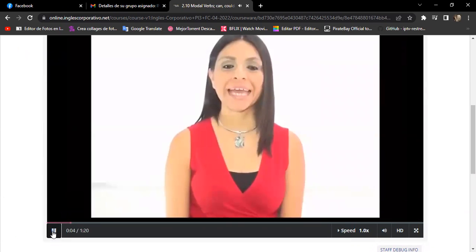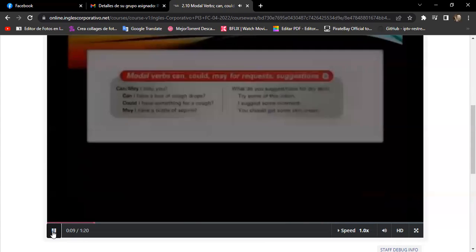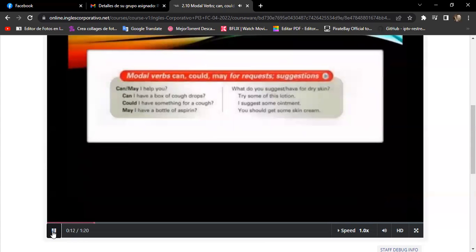To the modal verbs can, could, may for suggestions and requests. Modal verbs can, could, may for requests, suggestions. Can I help you? May I help you? Can I have a box of cough drops? Could I have something for a cough? May I have a bottle of aspirin? What do you suggest for dry skin? What do you have for dry skin? Try some of this lotion. I suggest some ointment. You should get some skin cream.